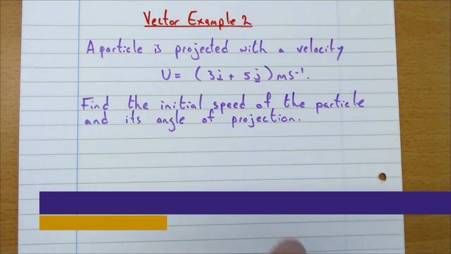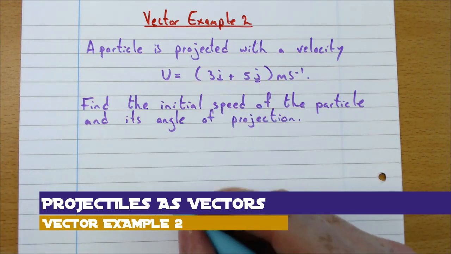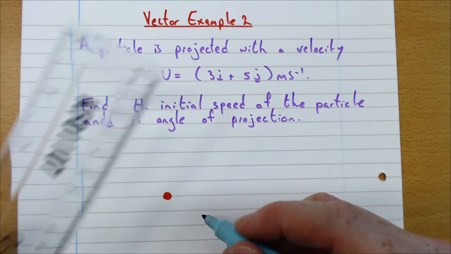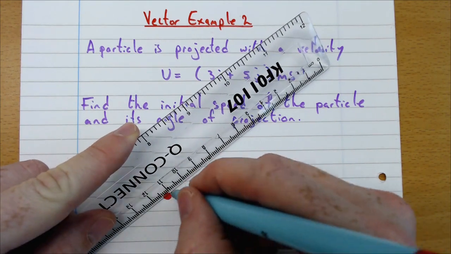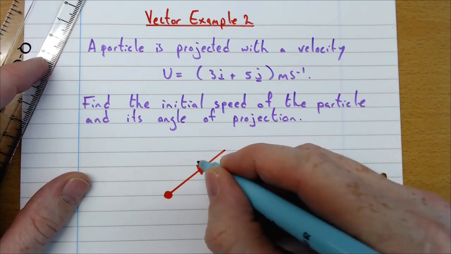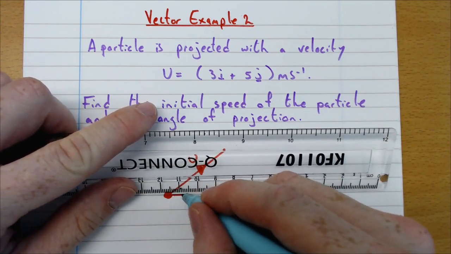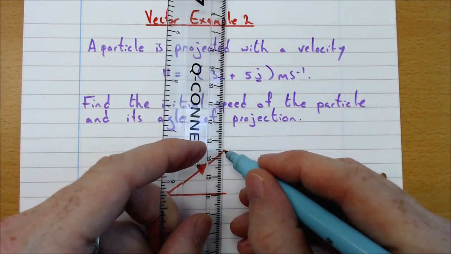But if we look at question 2, a particle is projected with a velocity of u equals 3i plus 5j meters per second. Find the initial speed of the particle and its angle of projection. This question is the reverse of the previous one, where we're given the vector, but we need to find the speed. We need to turn the vector into a speed. If you're clued in, you already know how to do it. But if not, worry not.